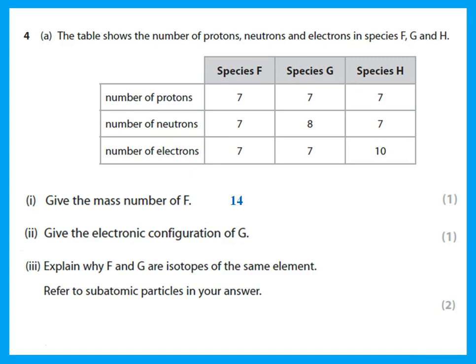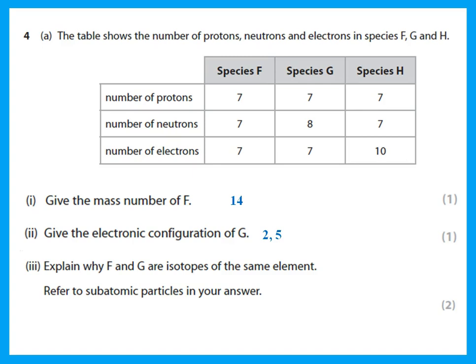Give the electronic configuration of G. Where is G? How many electrons are in G? G has 7 electrons. How are you going to distribute them? We're going to put 2 in the first shell, 5 in the next one. So you just write 2, 5.